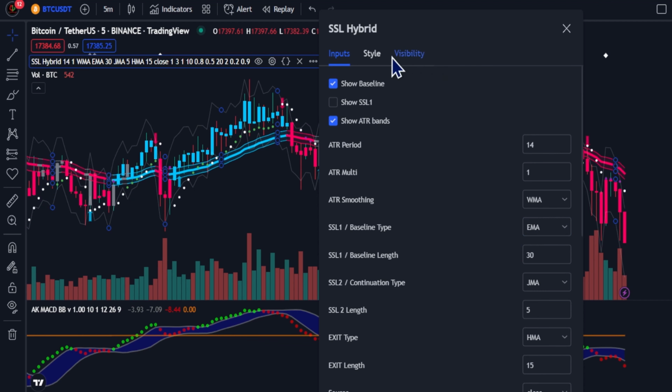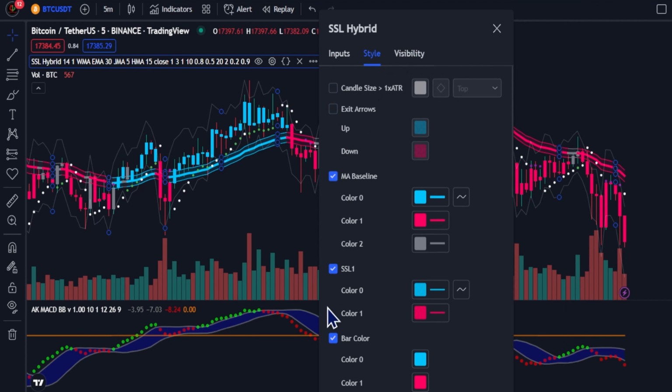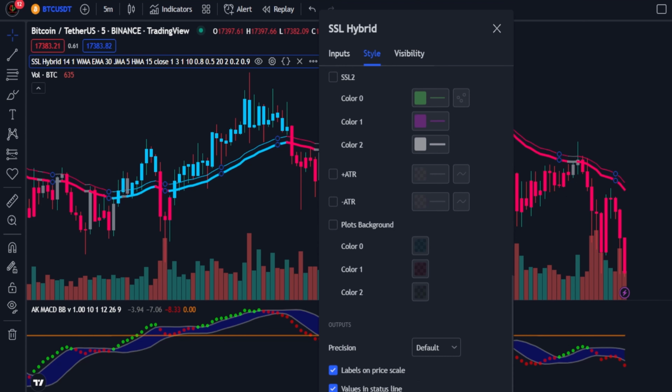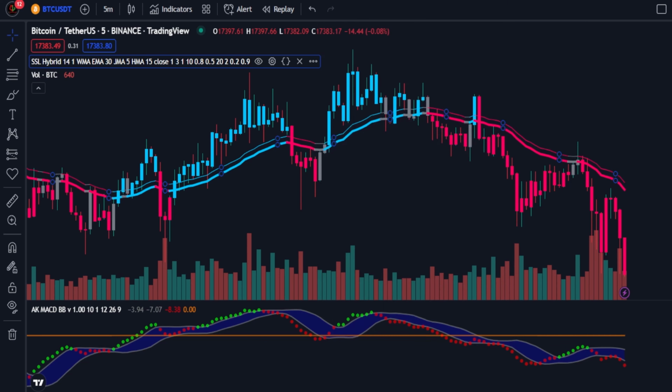After that, head over to the Style section. Uncheck all the items except for MA baseline and bar color. After that, close the settings table. Now head over to the volume indicator settings.